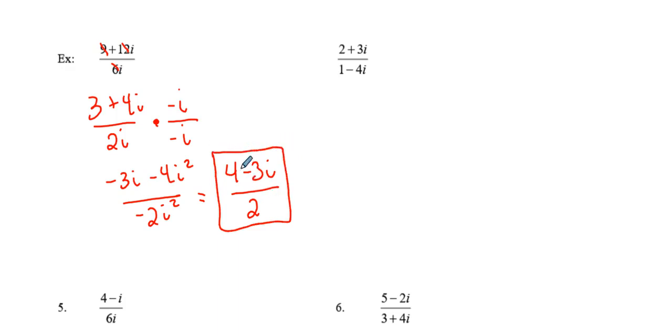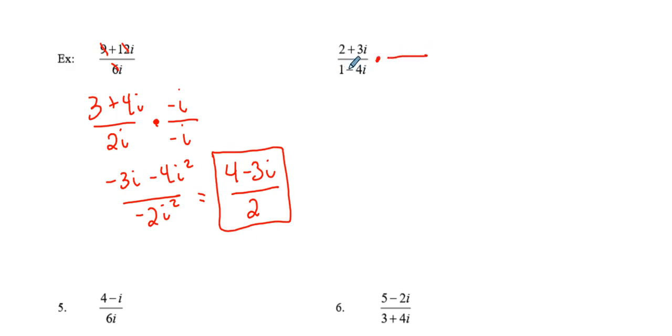And so I end up with 4 minus 3i all over 2. So again, when it's a monomial, simplify if you can, and then you're just going to be multiplying by a negative i over negative i, and you do that every time. Whereas here, in this problem, we have a binomial, so we have a real number added or subtracted by an imaginary number. So here we're going to have to really use conjugates.